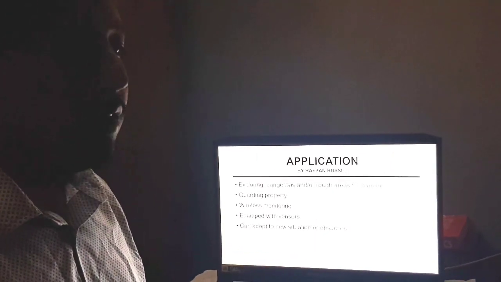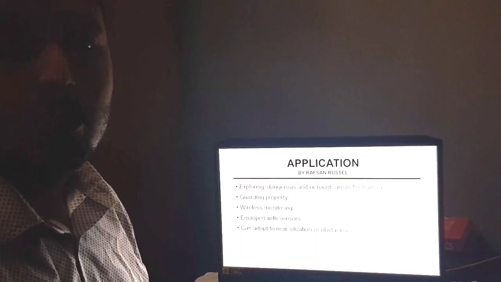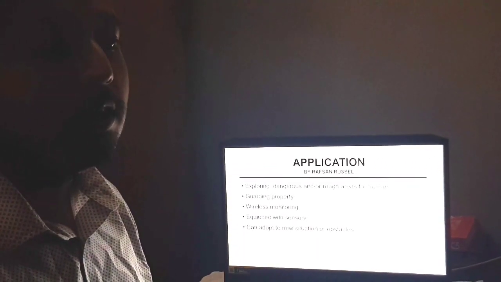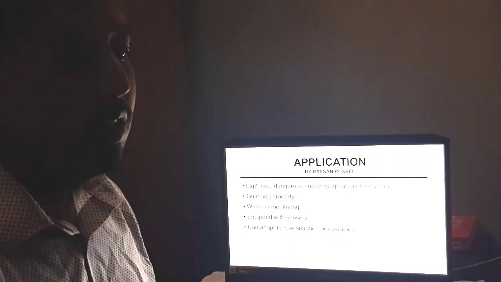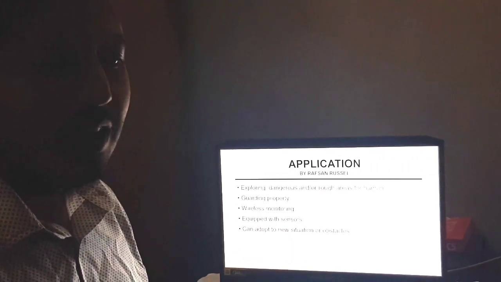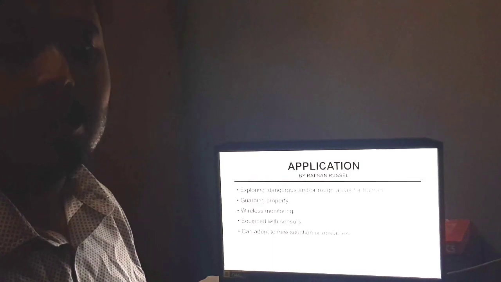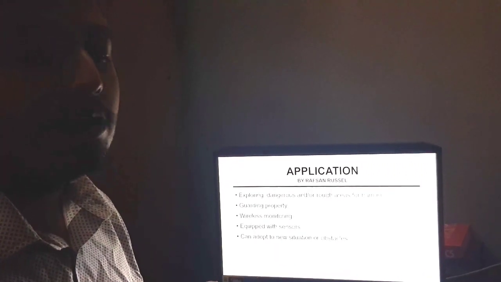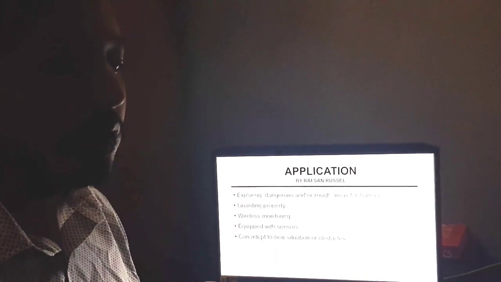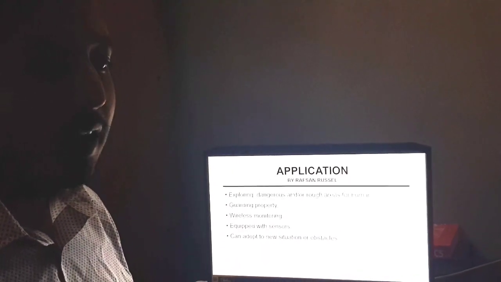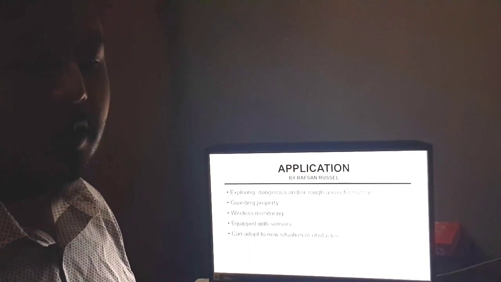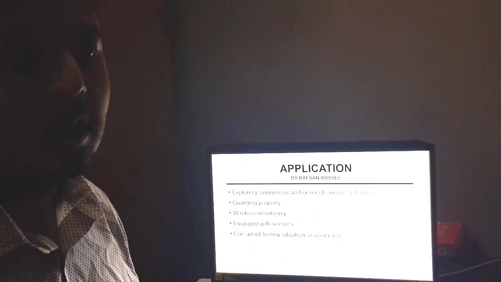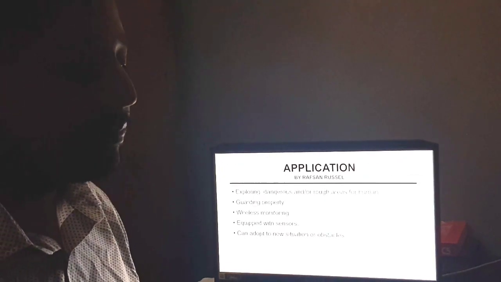For example, many countries are at the brink of war, and it is quite dangerous for a human to get into those war zones and collect data, analyze the situation, and pass on the information. But if we use a hexapod that can easily go into that war zone, analyze the situation, collect the data, and also pass the information to the outside, that can be useful.